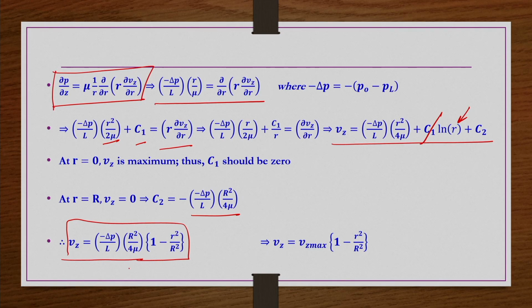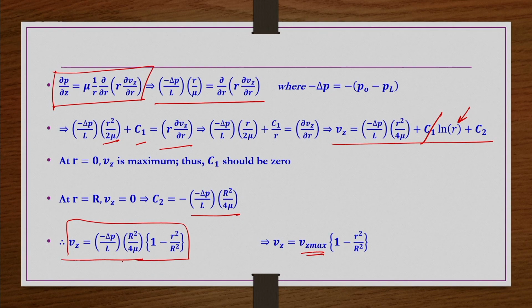This minus delta P by L R square by 4 mu you can write as Vz max, because in this equation if you substitute r equals 0, it will be Vz max, because at r equals 0, that is at the center of the pipe, velocity is maximum.